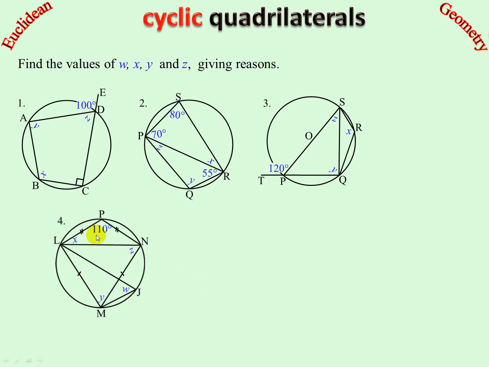X, straight simple geometry, we have one angle in an isosceles triangle, so we can find x. 180 minus 110 is 70, so these two add up to 70 and they're equal. So we halve 70, 35.